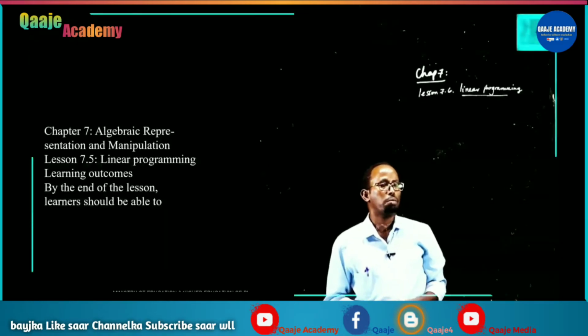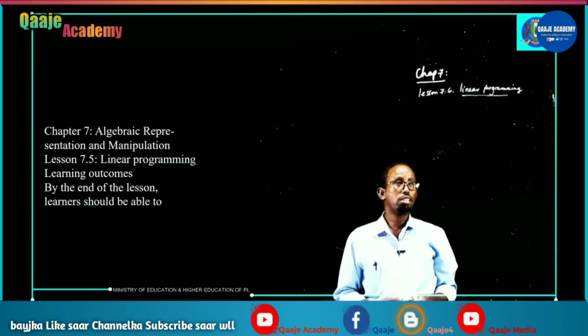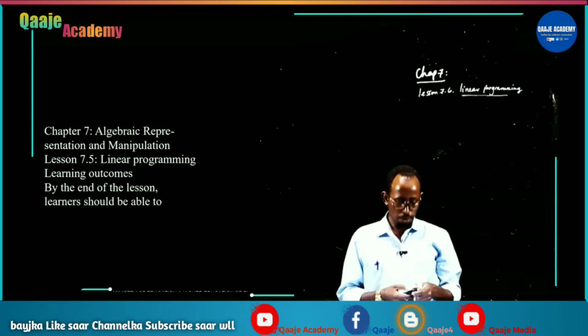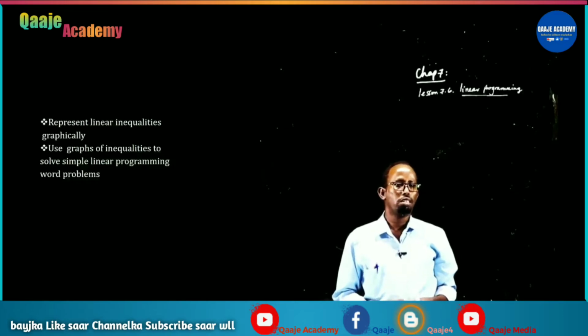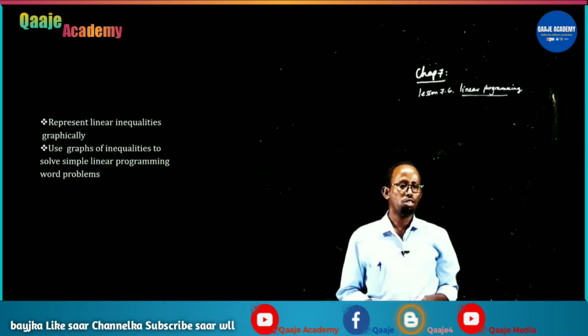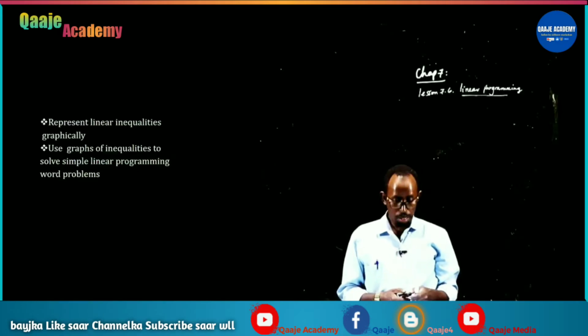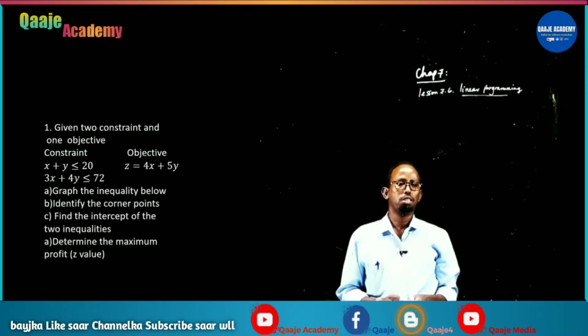Algebraic representation and manipulation, chapter 7.6, that is linear programming. Learning outcomes. By the end of the lesson, learners should be able to represent linear inequalities graphically, and use graphs of inequalities to solve simple linear programming word problems.